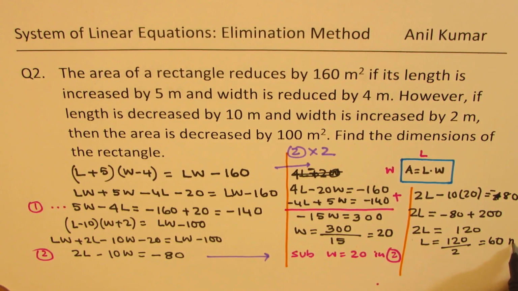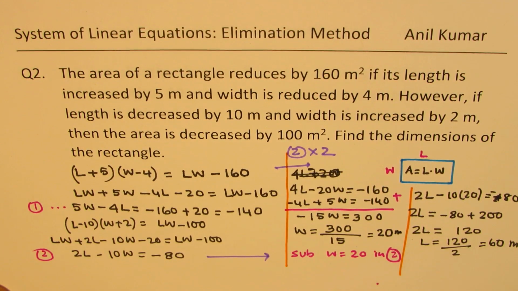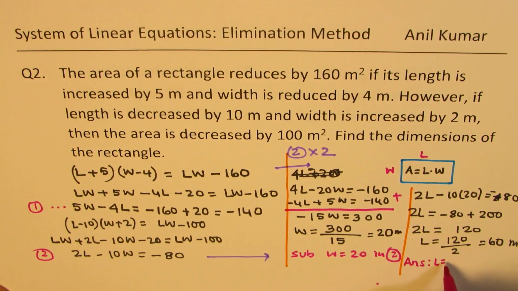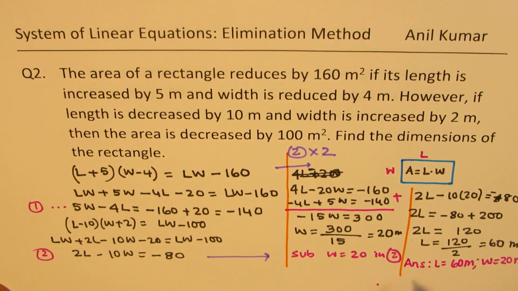The units are in meters, right? So we get our answer: length equals 60 meters and width equals 20 meters. Is that clear to you? So that is how we can solve such a question. I hope the steps are absolutely clear.